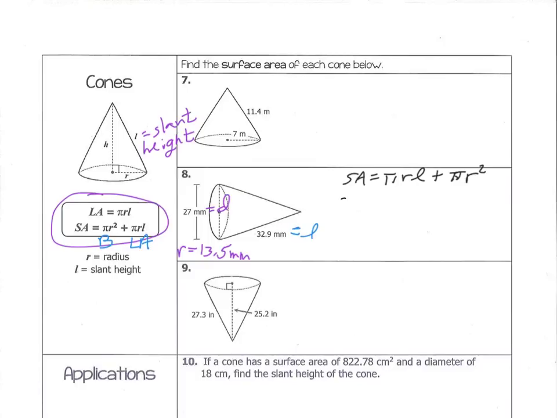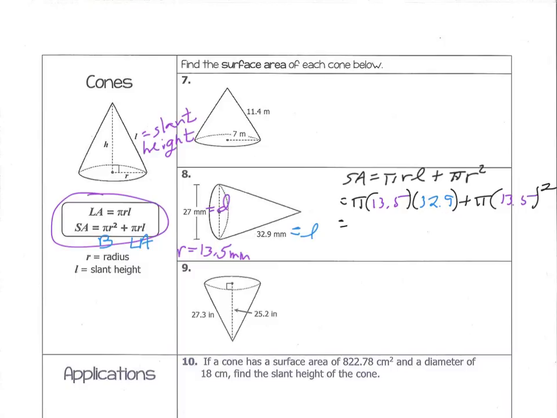So then we're just going to plug and chug into our formula. Pi times our radius of 13.5. I'm leaving my units of measure out because I'm going to run out of room. Times my slant height of 32.9 plus pi times my radius of 13.5. And that's squared. So you have to clean everything up. I would wait to multiply your pi out. So you're going to just multiply 13.5 times 32.9.